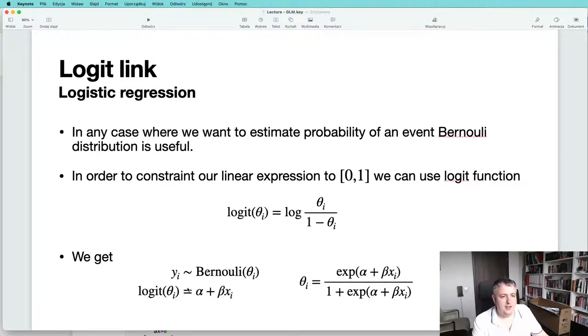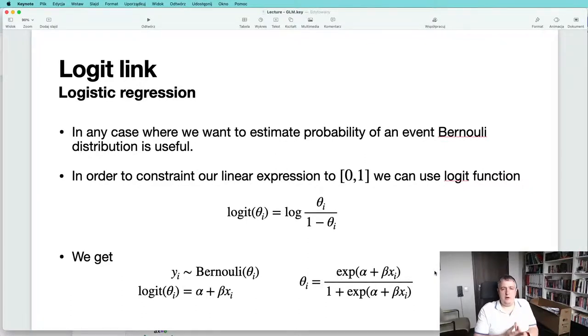So our Bernoulli distribution can be represented with a logit link function, where the logit of theta i is the linear combination of predictors. In the case of inversion, it is even simpler because you can analytically invert the logit function and you get that theta i is just a quotient of exp of alpha plus beta x i divided by 1 plus exp of alpha plus beta x i. You can easily see that this number is constrained to the 0 to 1 interval, and that makes this entire situation relatively easy.